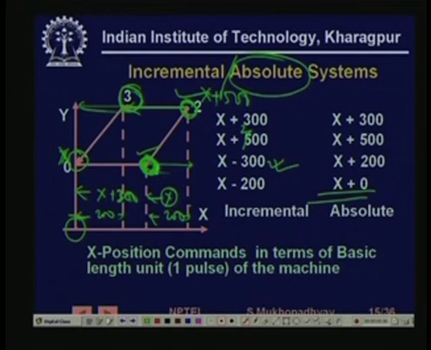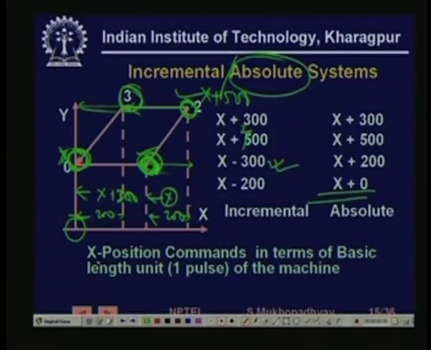Now, why is the absolute system preferred? Because suppose you are trying to drill holes at these locations. Even if this location is in error, the others will not be if it is an absolute system. But if it is an incremental system, and at one point the geometric coordinates are not the same, there is a high chance that all other geometric coordinates will also get affected.